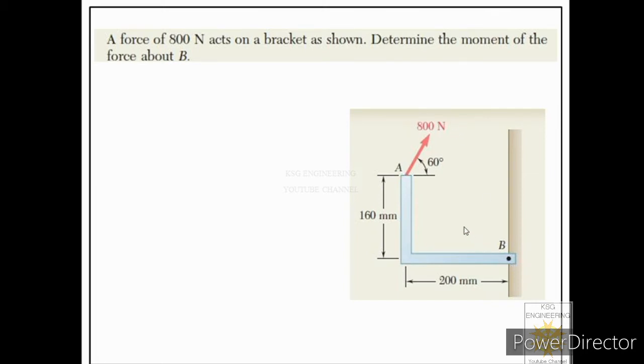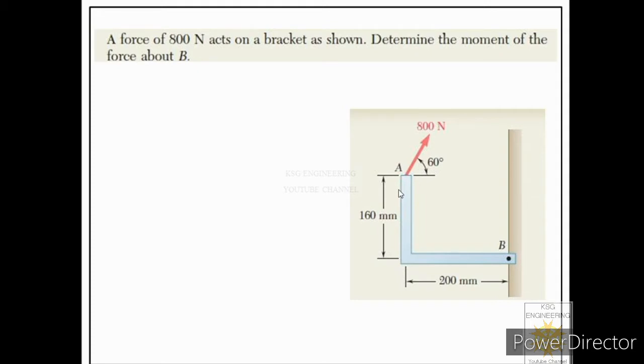Now one way is that I should draw the line of action of this particular force, and from this point I should draw a perpendicular onto that line of action. Then we should find that moment arm. But over here the dimensions which are given to us in this problem will not be useful for finding that particular moment arm. So it means we have to see another method.